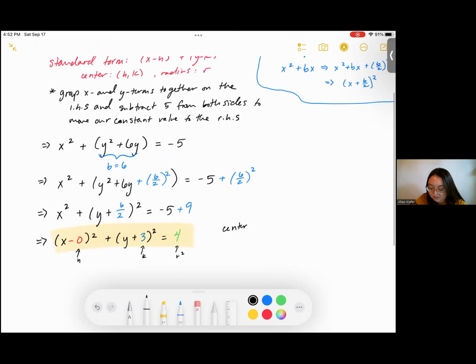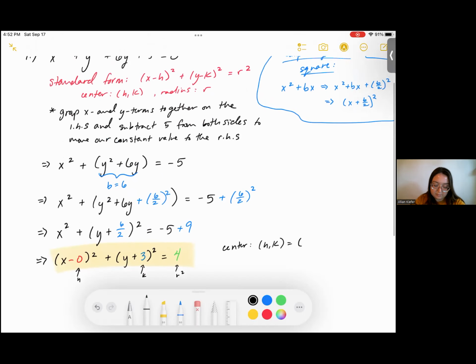And our center is (h, k). So looking at our problem here, we see that h is going to be 0, because that is the value there. We have x minus 0, so h is 0.